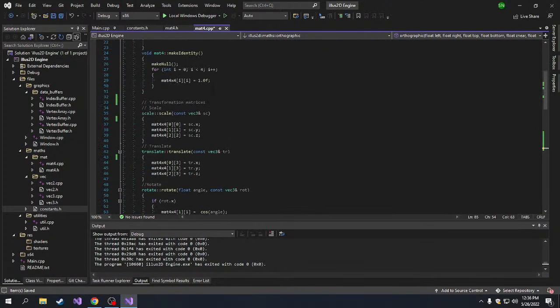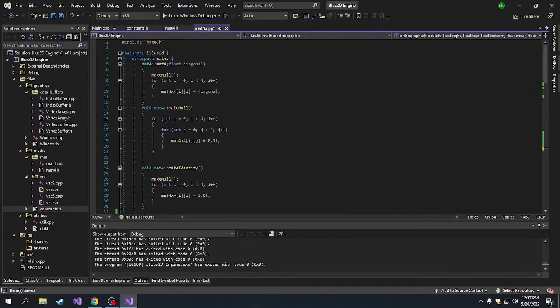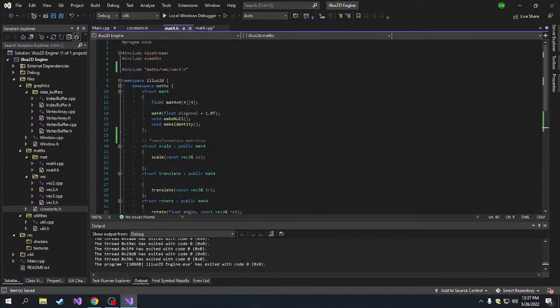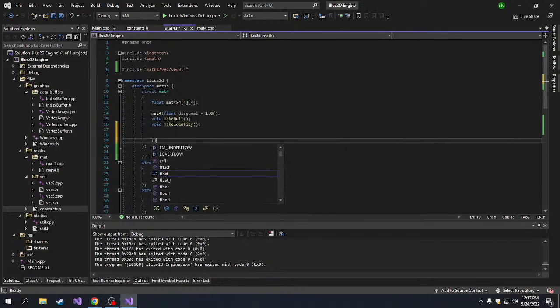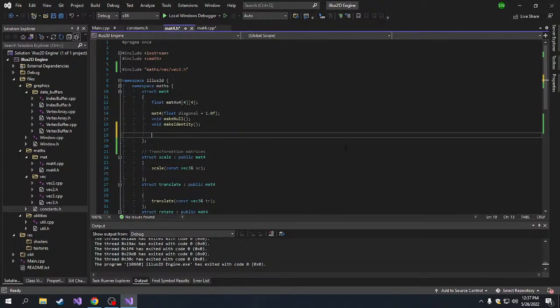Okay, so let's just implement that function real quick. We'll make it in mat4.h. We'll do something like float. So it's going to return a float. We're going to overload this operator. I just want the address for now. So operator, it's going to take a const mat4 by reference mat.